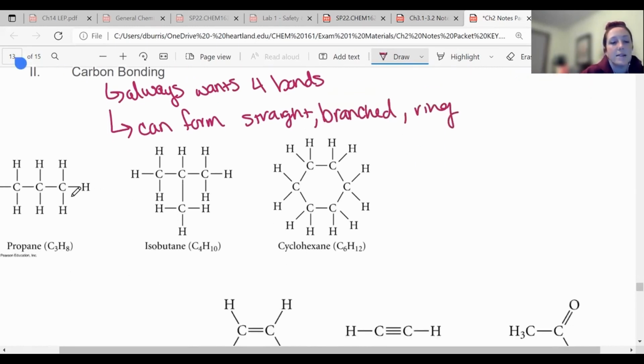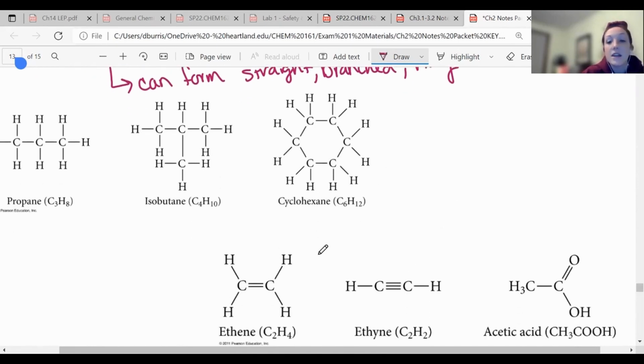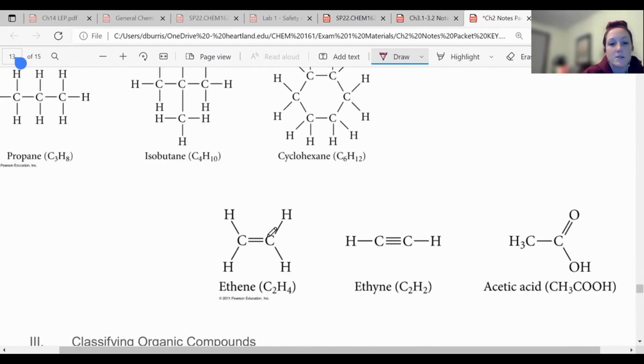You might start to see a pattern in how some of these are named. This is propane. This branched one is isobutane. Notice it has a different number of carbons. And cyclohexane, anything that's in a circle is going to be a cyclo. Now, I mentioned double and triple bonds. This thing has a double bond. See, each carbon still has 4 bonds. The double bond counts as 2 bonds. You can have a triple bond. So this is ethene, and this is ethyne. Ethylene, I had ethylene on the mind. So ethene, ethyne. This is acetic acid.